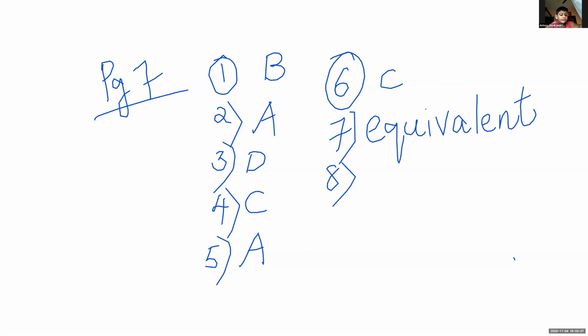Equivalent fraction we can write. The given fractions are equivalent. Okay. Equivalent fraction, equivalent fraction also same. No problem. Okay, next Devak. Question number 8.